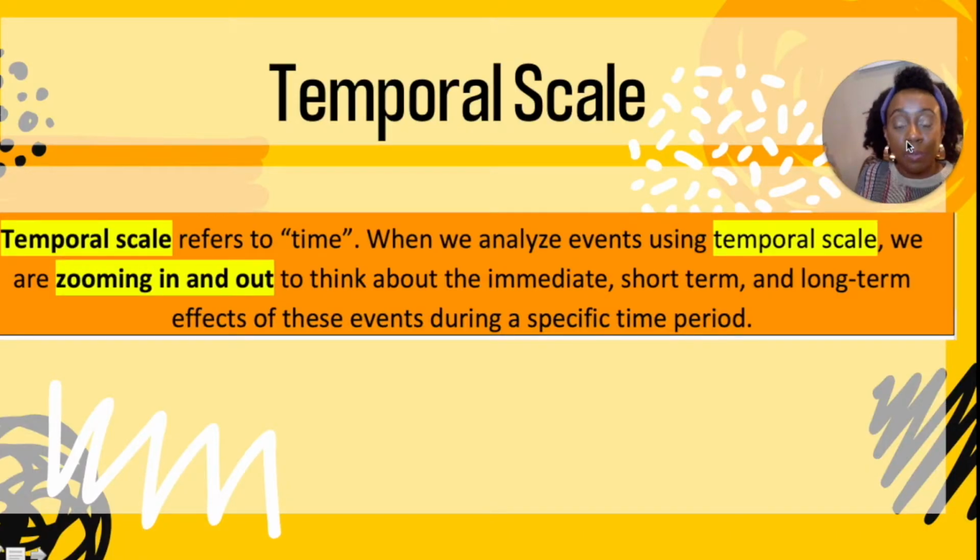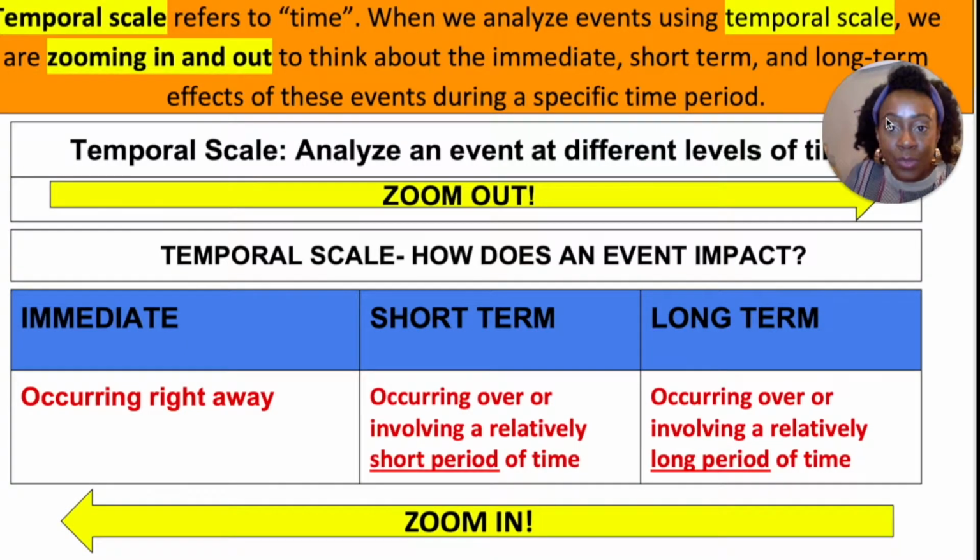Temporal scale. So temporal scale refers to time. When we analyze events using temporal scale, we are zooming in and out to think about the immediate, short-term, and long-term effects of these events during a specific time period. With temporal, we look at what are the immediate, the short-term, or long-term. So immediate means occurring right away, short-term, occurring over or involving a relatively short period of time, and then long-term, occurring over or involving a relatively long period of time.